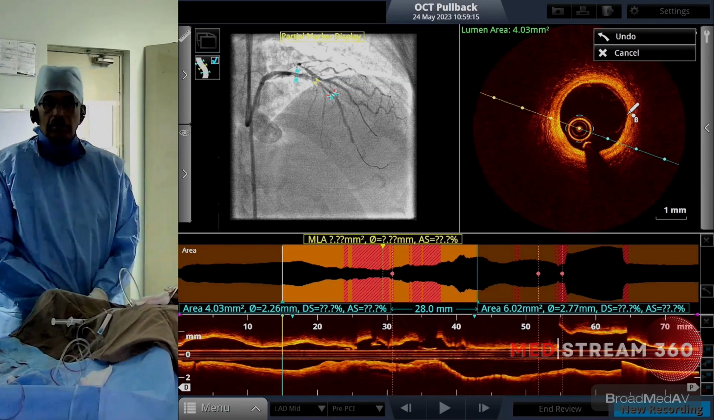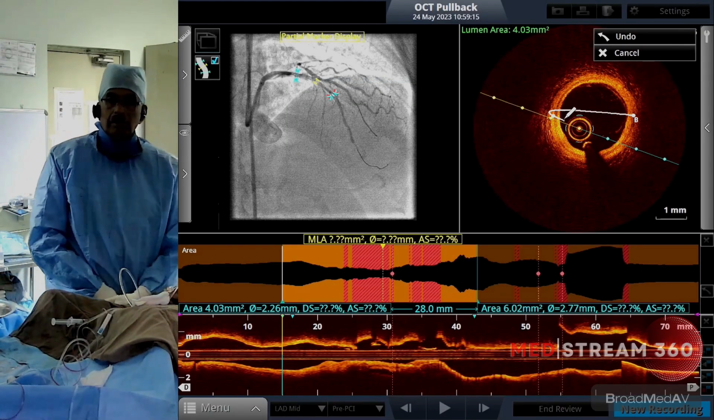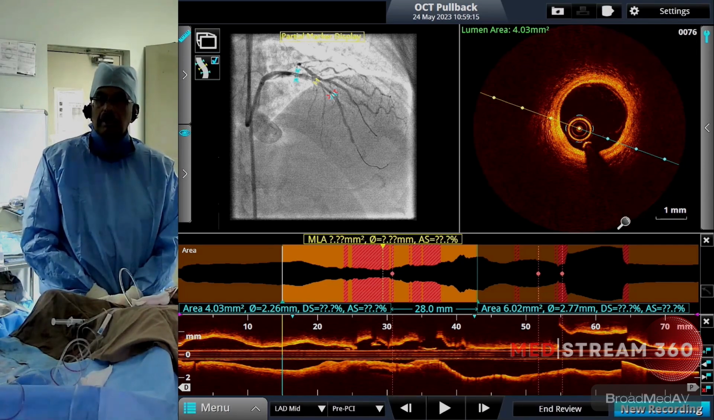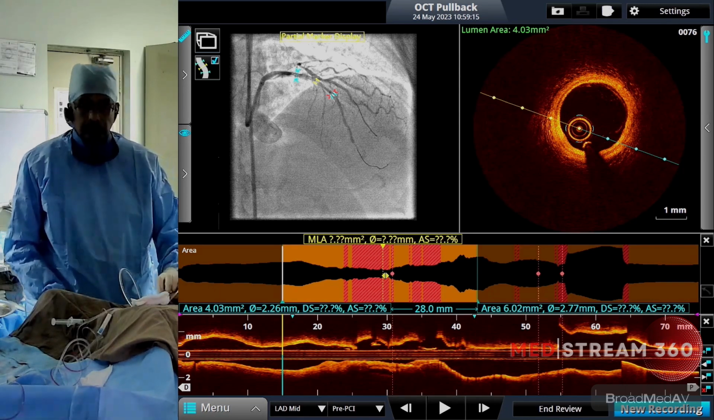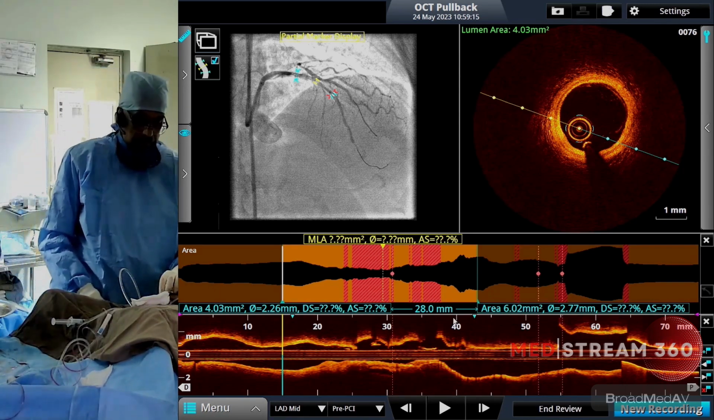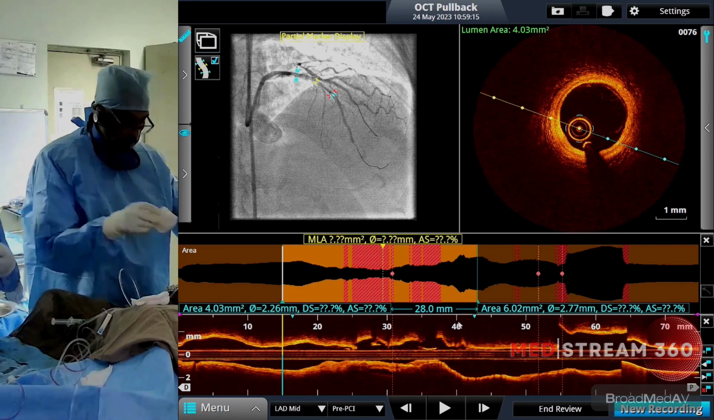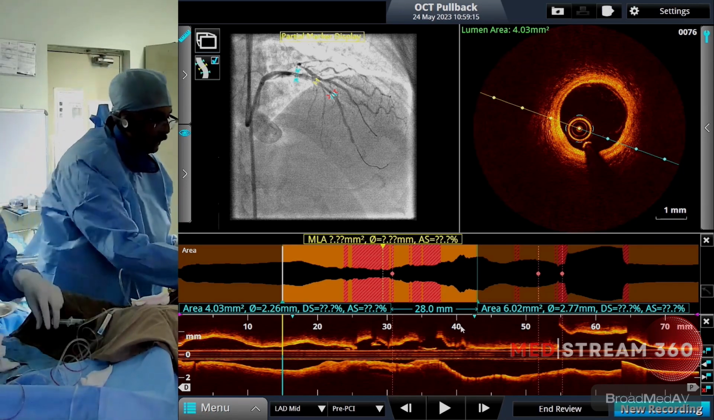So, distal, what is a good landing zone? Maybe we have to take a 2.5 by 28 stent, and we have to take a 3 post-dilatation. The only thing is the diagonal ostium has a little disease. Maybe we can do a pre-dilatation and put a provisional single stent strategy, then we will take a call after.